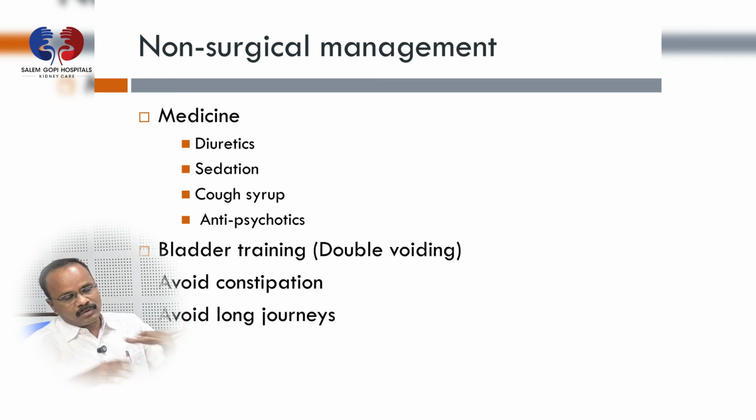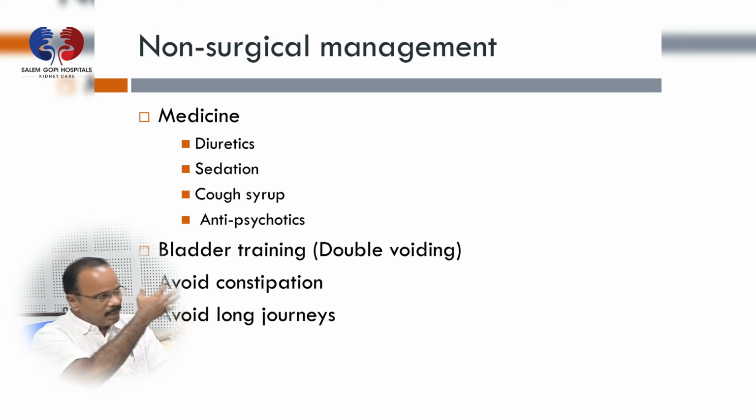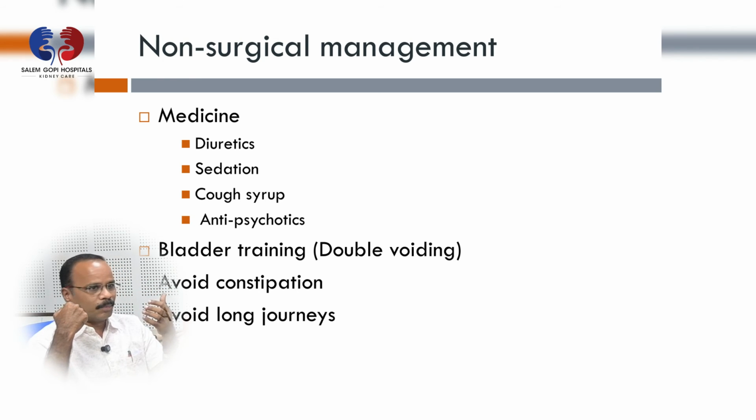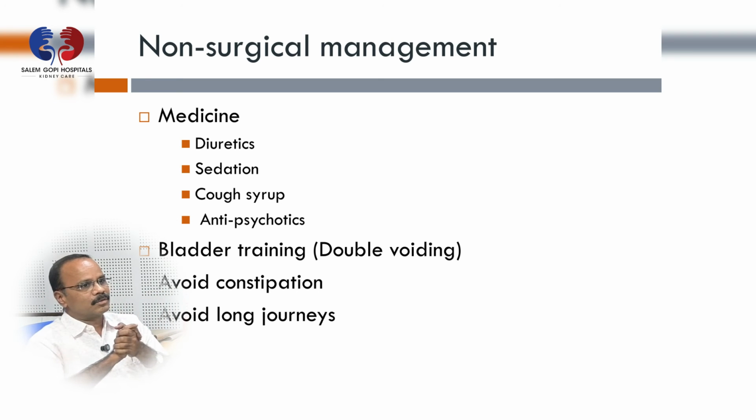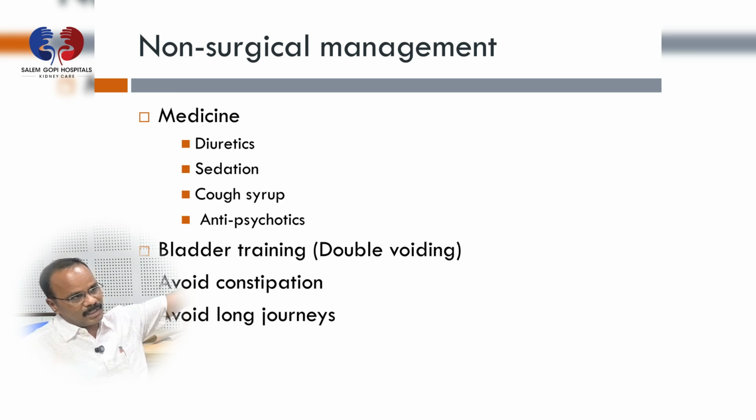Next, the medicines you are taking should be altered. For example, diuretics. You know what diuretics are? Some, like Lasix, will pull the excess fluid from the blood and excrete it through the urine. So you have excess urine, and you have to avoid these diuretics. Sedation and sleeping pills you have to avoid, and cough syrup you should avoid, and antipsychotics.